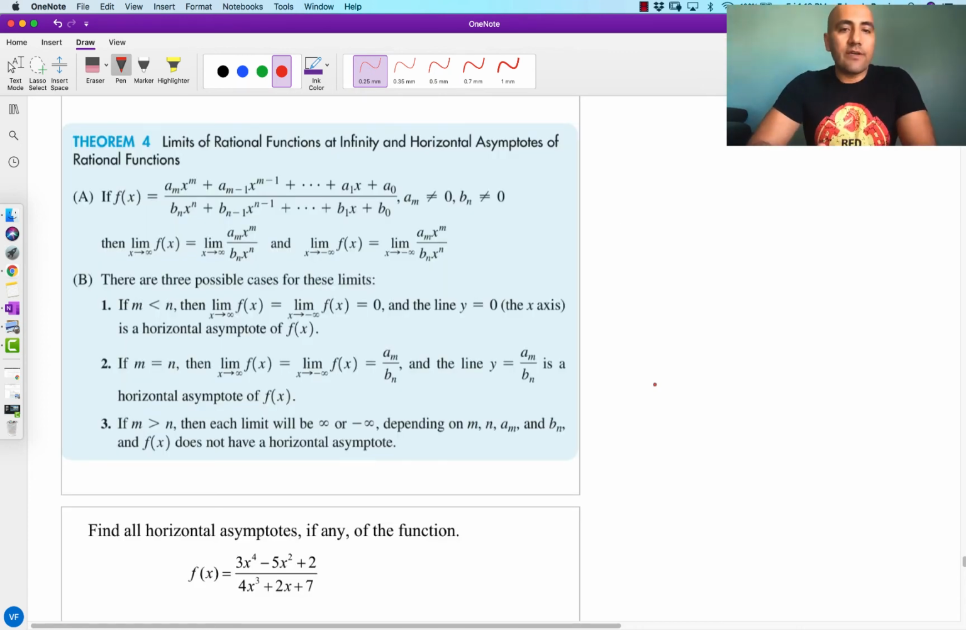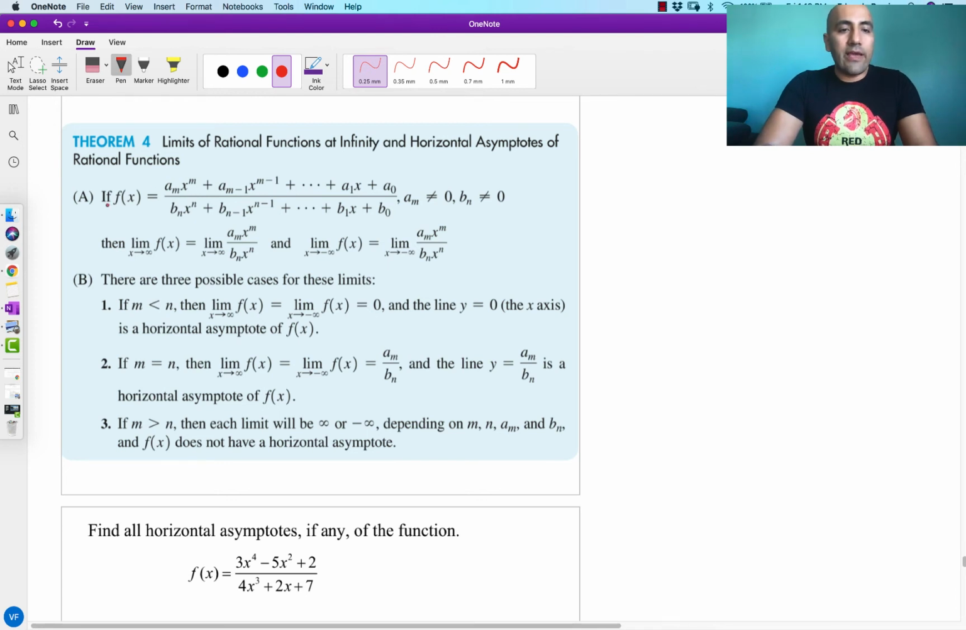So, limits of rational functions at infinity and horizontal asymptotes of the rational function. If we have a rational function of this form, which is one ugly polynomial in the numerator and another ugly polynomial in the denominator, where a sub m does not equal 0 and b sub n does not equal 0. If we rewrite our polynomial in descending order, starting with the largest degree, we just don't want that coefficient in front to be a 0. It could be anything else, right? Otherwise, it just negates the whole thing.